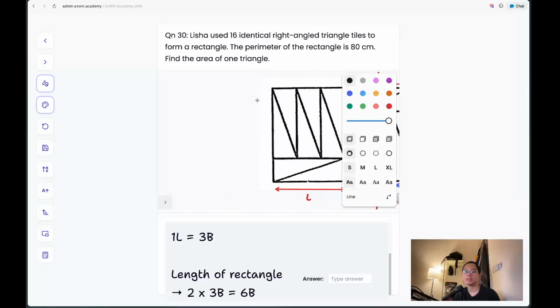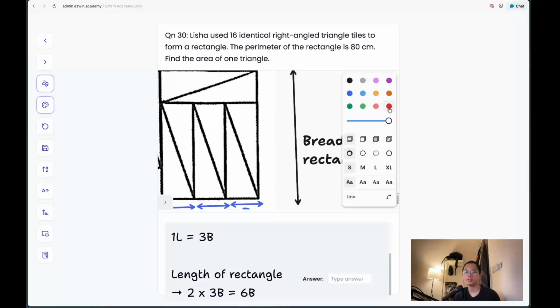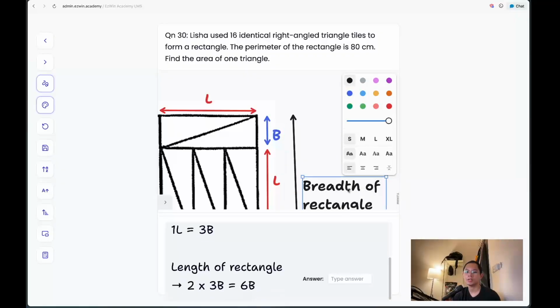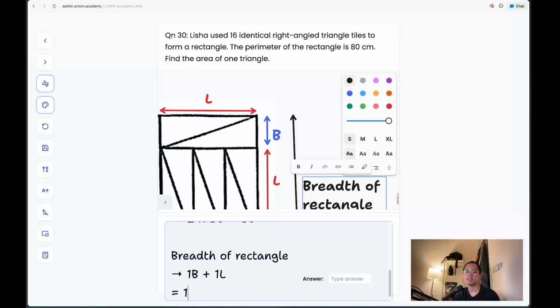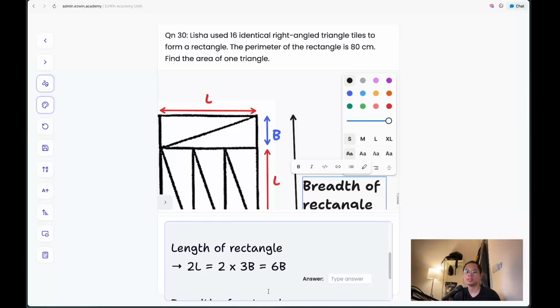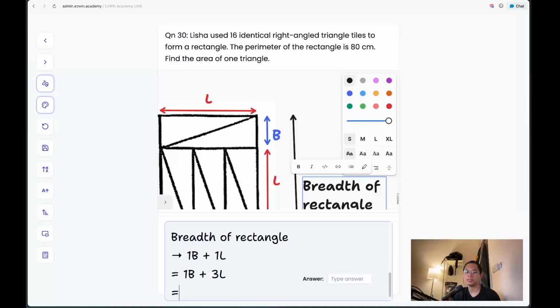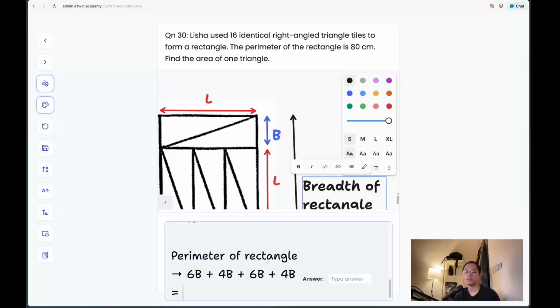So what about the breadth of the rectangle? For the breadth, it is 1L, and we have 1B. So the breadth of the rectangle is equal to 1B plus 1L, which is basically 1B plus 3B, which is 4B. So the perimeter of the rectangle will be equal to 6B plus 4B plus 6B plus 4B. This will give us 20B.